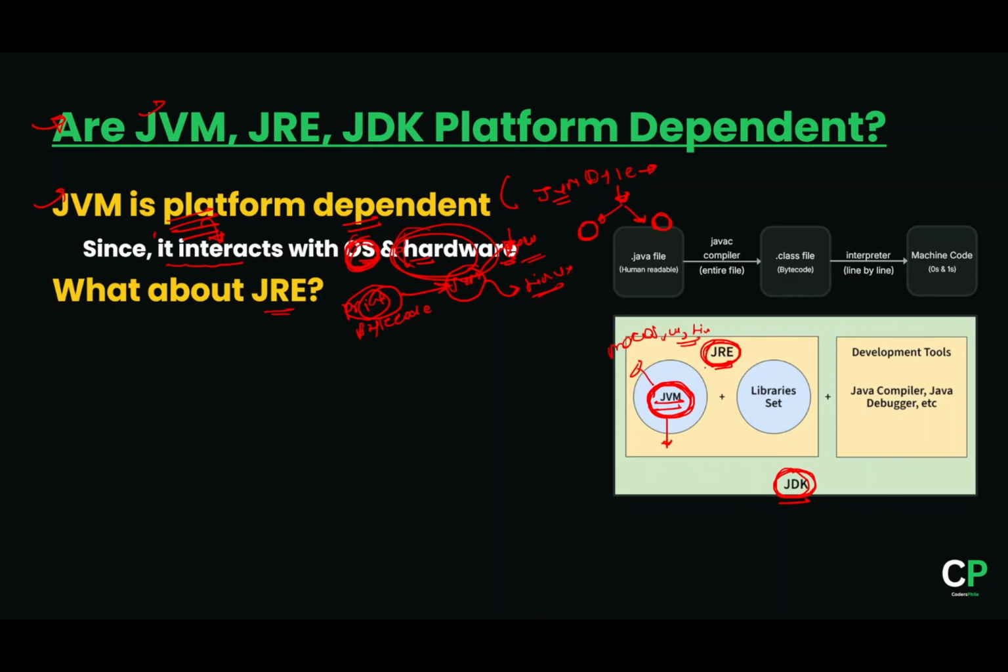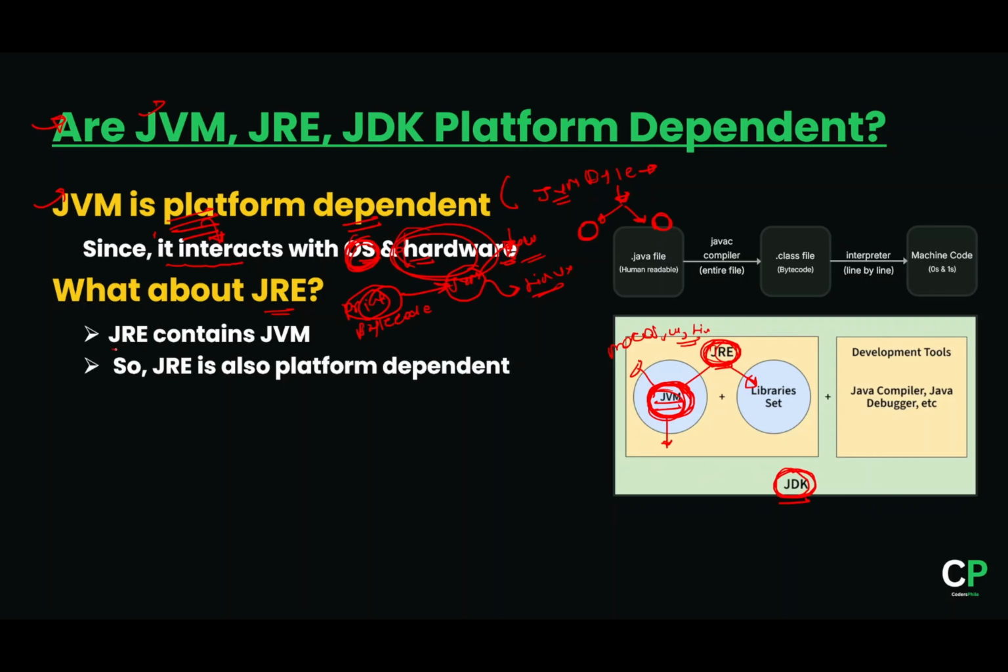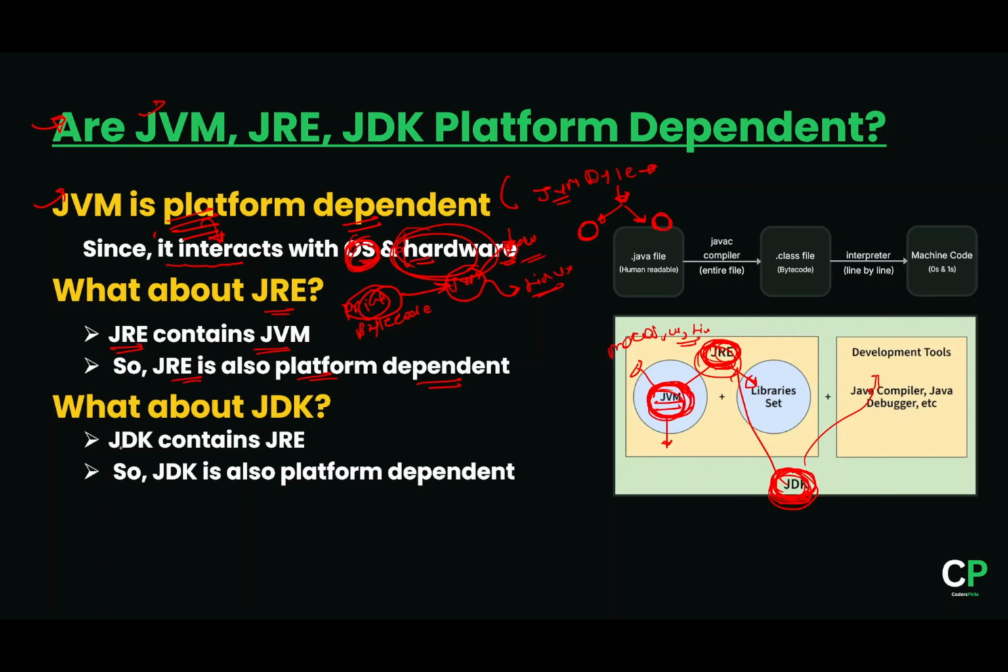So what about JRE? As we know, JRE is JVM plus library set. Since JVM is platform dependent, the JRE is also platform dependent, since JRE contains the JVM. Now what about the JDK? Since JDK includes the JRE plus development tools, and JRE is platform dependent, the JDK is also platform dependent. So JDK, JVM and JRE are all platform dependent. So what is platform independent?